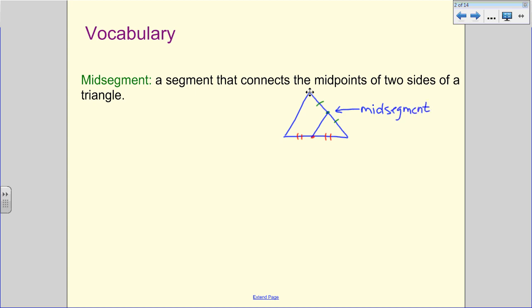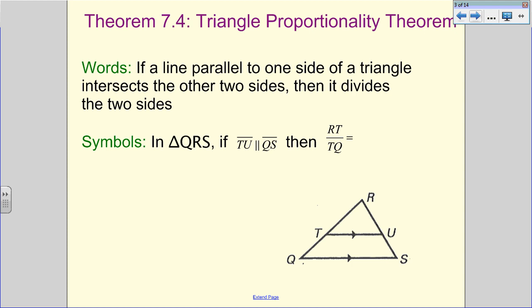So what happens when we draw on that mid-segment is we create overlapping triangles. So obviously from the work that we've done already, we're going to start to see some connections in these new similar triangles. So what is that theorem, 7.4? It's the triangle proportionality theorem. It says if a line parallel to one side of a triangle intersects the other two sides, then it divides the two sides proportionally.